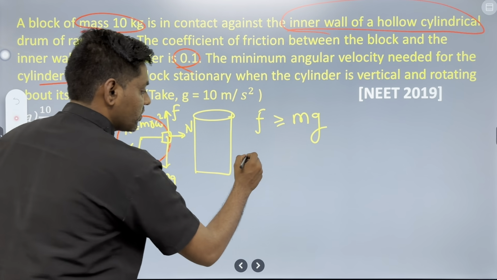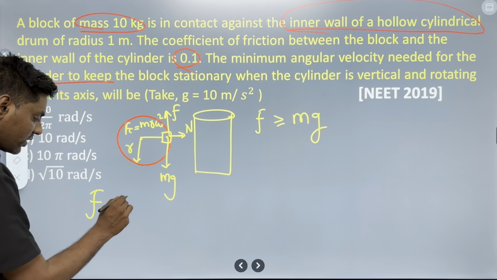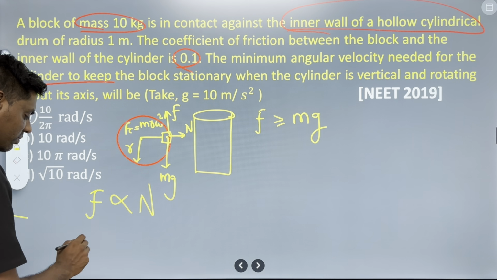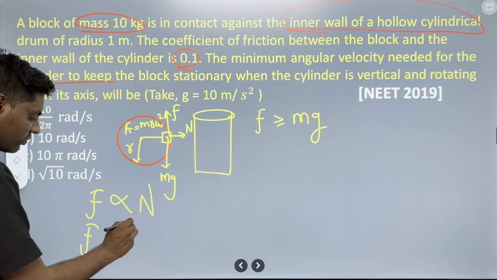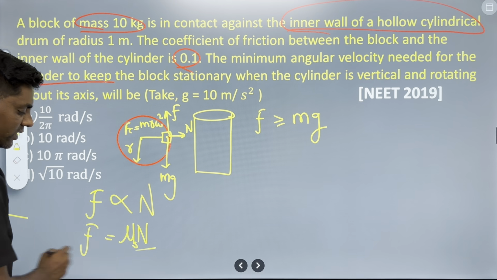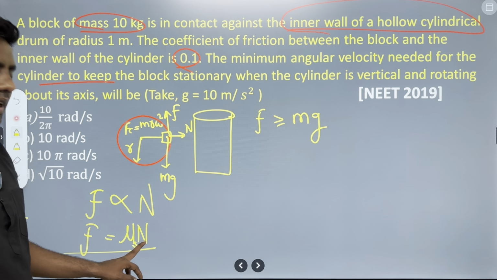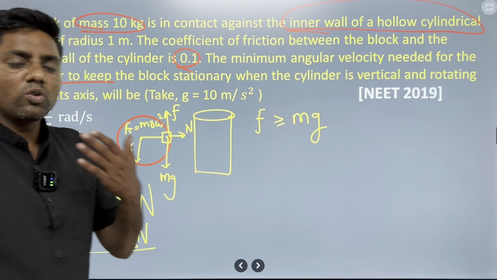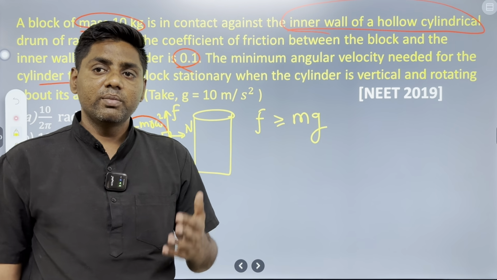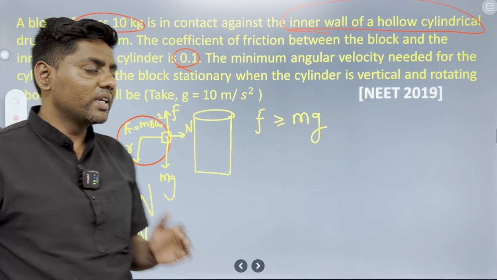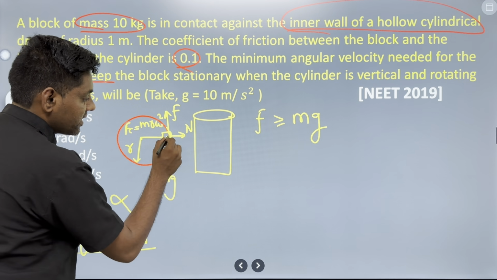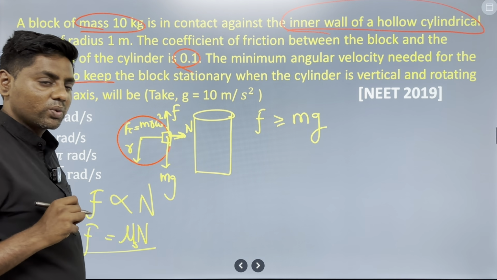So the frictional force: what is its magnitude? It is directly proportional to the normal reaction. So frictional force equals mu into N, where mu is the coefficient of static friction and N is the normal reaction. Remember that the normal reaction is always perpendicular to the surface. This is the surface, so I took it perpendicular to the surface.